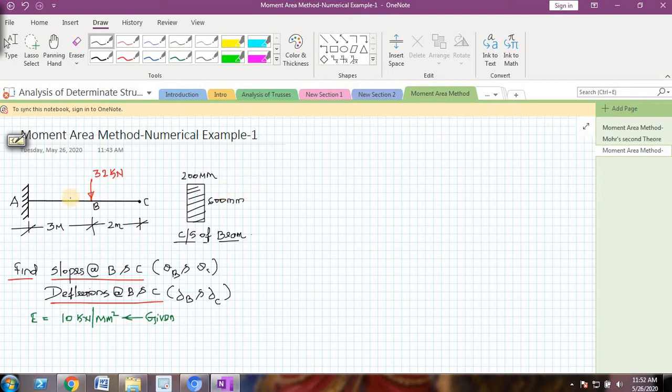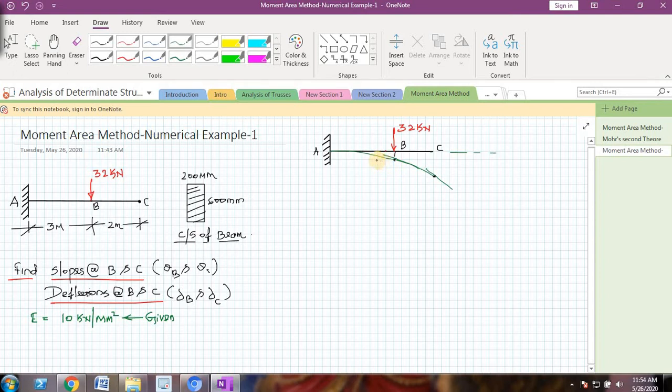First, I will try to draw the deflected shape of this beam. Okay, I have drawn the deflected shape of this beam. The slope at A is 0, and we have some slope at B, and some slope at C also. When I draw the tangent at A, that tangent is exactly a straight line because the slope at A is 0. The tangent at B will be something like this, and the tangent at C also will be like this.